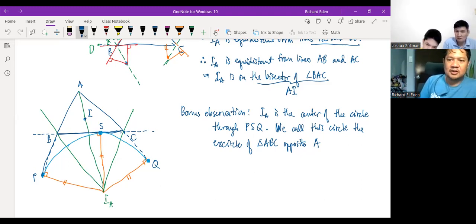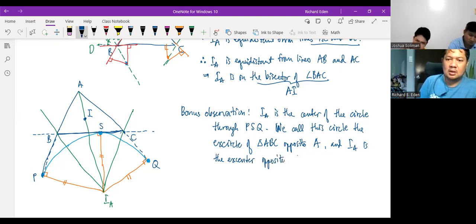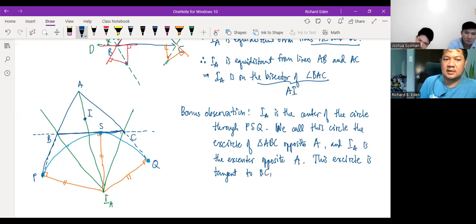Opo. So you call the circle the Excircle, an Excircle, and I sub A is the Excenter opposite vertex A. Okay. This Excircle is tangent to BC. Okay. AB extended.